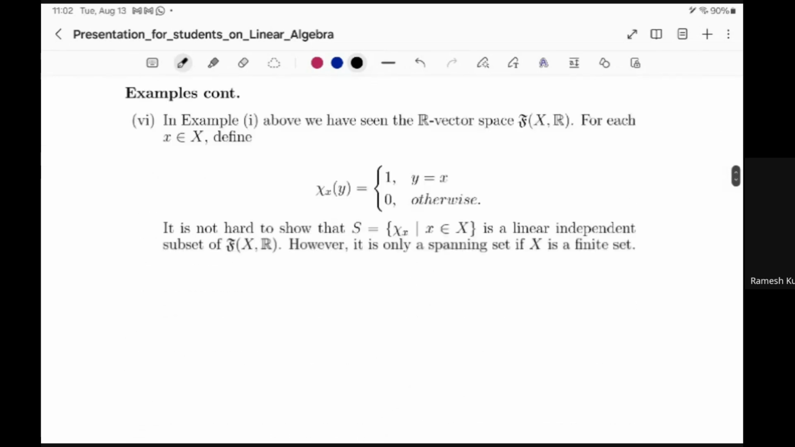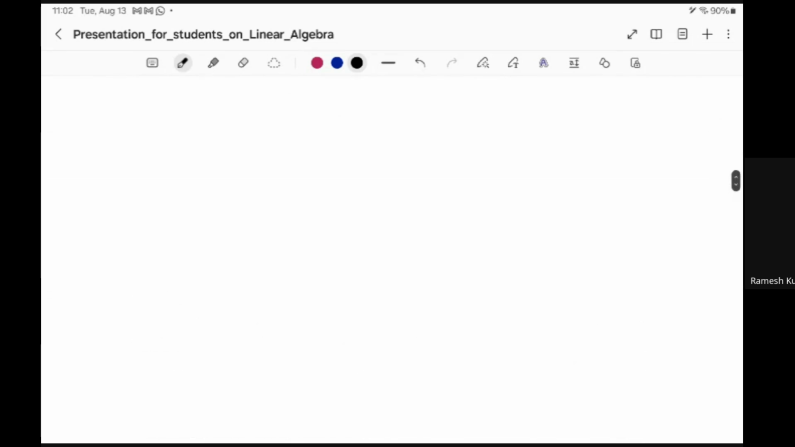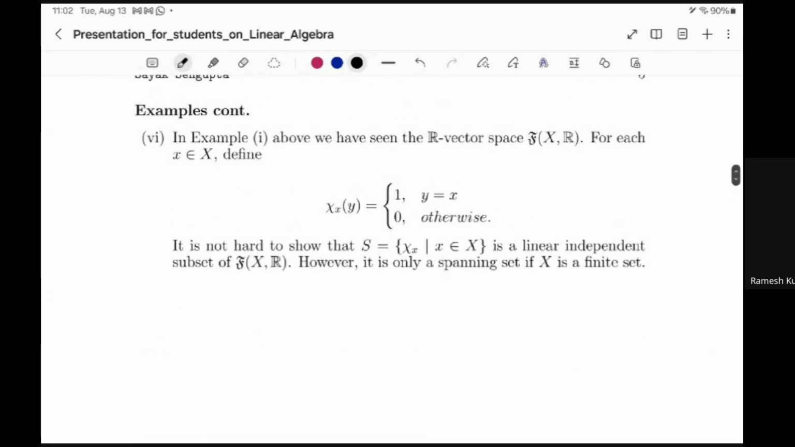Now, let me give some examples which also can be treated as problems.